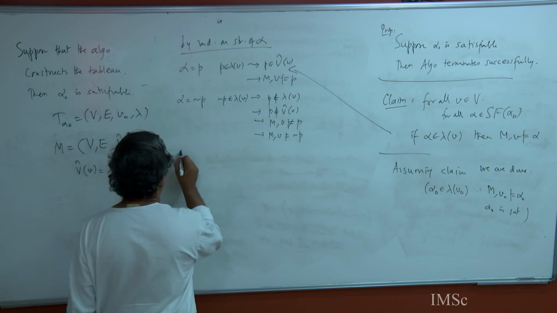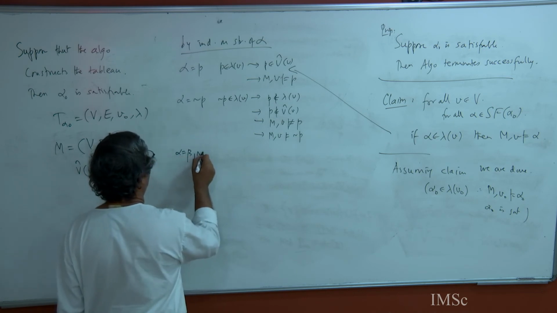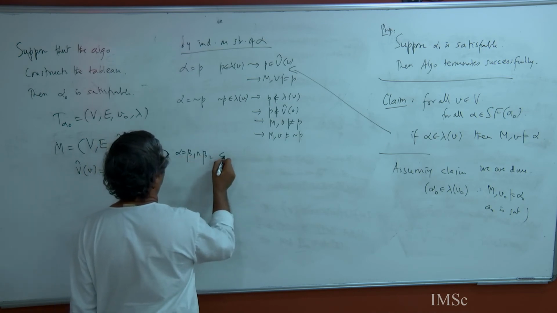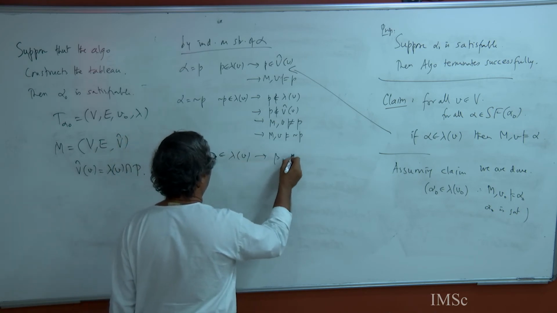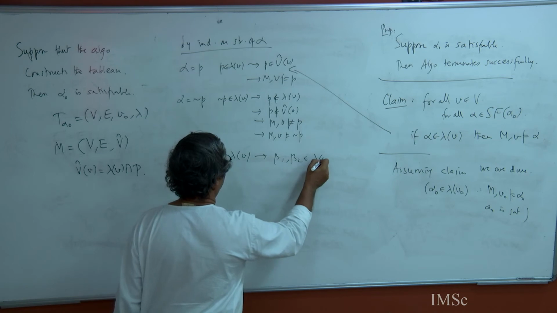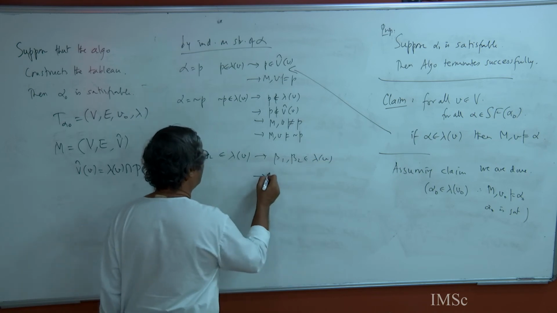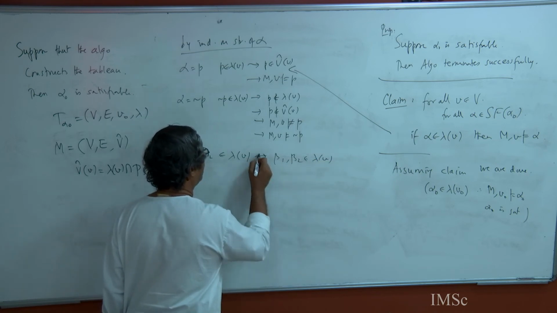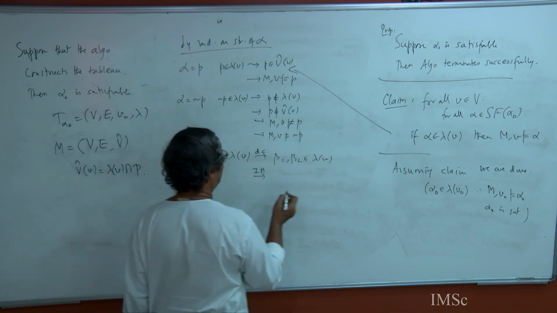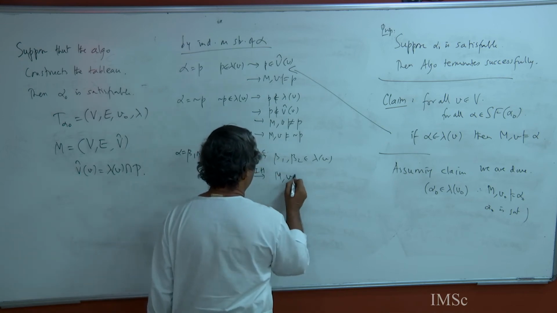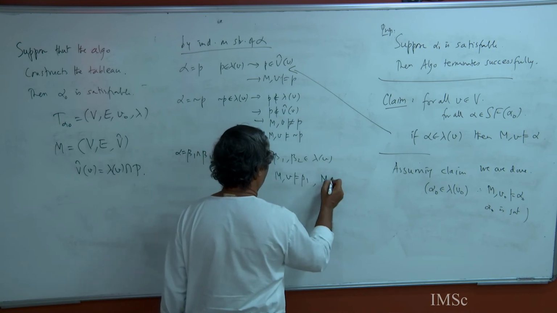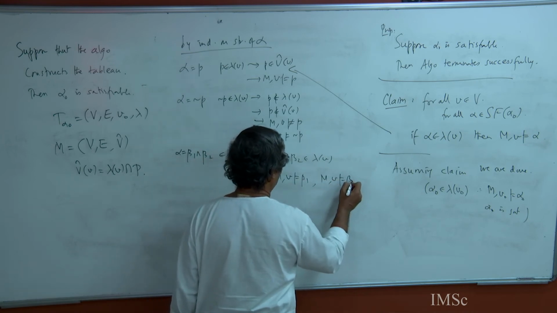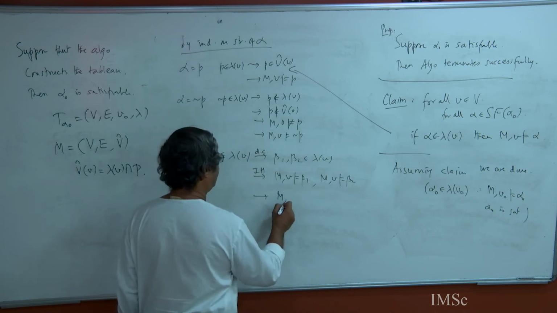Alpha is of the form beta 1 and beta 2, and this belongs to lambda of V. By down closure condition, beta 1 and beta 2 belong to lambda of V. By induction hypothesis, the model satisfies beta 1 and the model satisfies beta 2. By semantics, we are done.